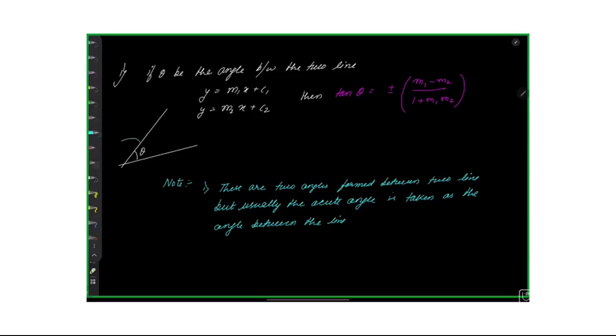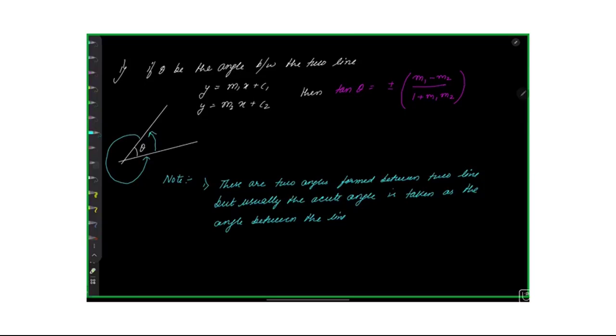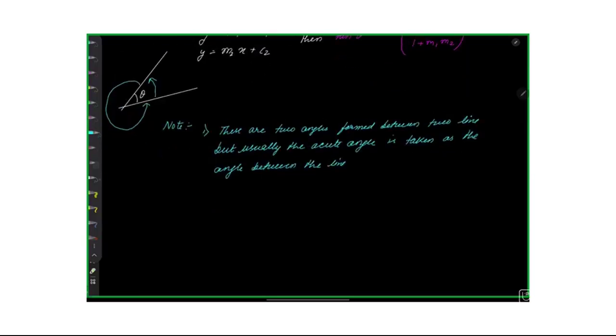Because this is also an angle in between the two lines, and this is also an angle between the two lines. So generally, we take the acute angle to find the angle between the two lines. So we shall take the positive value of tan theta to find the angle.